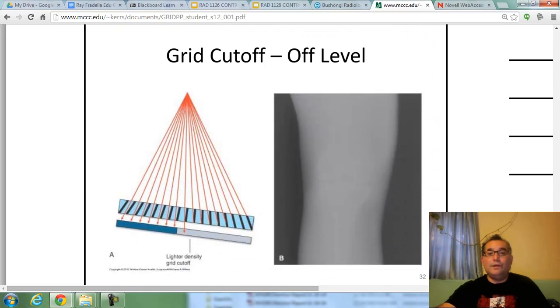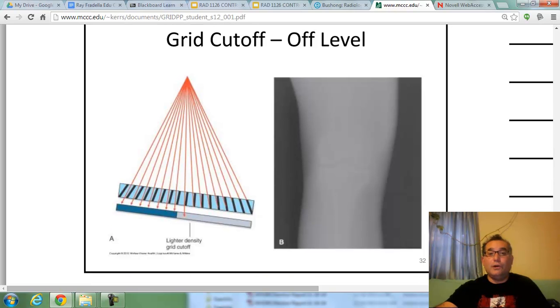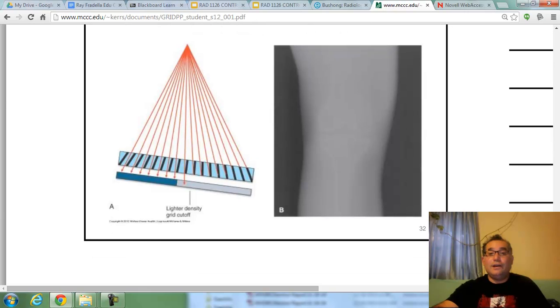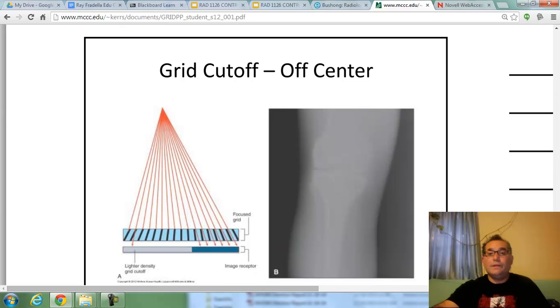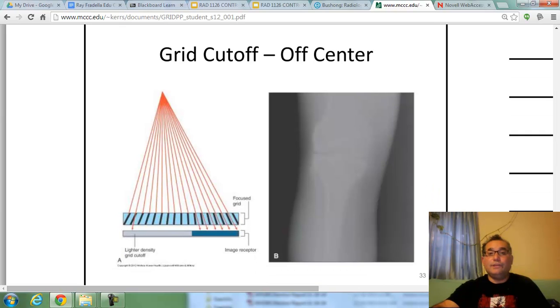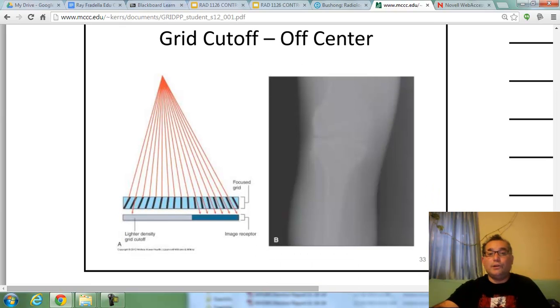So here's an example of some grid cutoff where you are off level. Right? See, we have a huge decrease in density across the image. Again, we have grid cutoff here because we are off center. Right? This point here, our focal point, is now going towards the left side of the grid versus being in the middle.